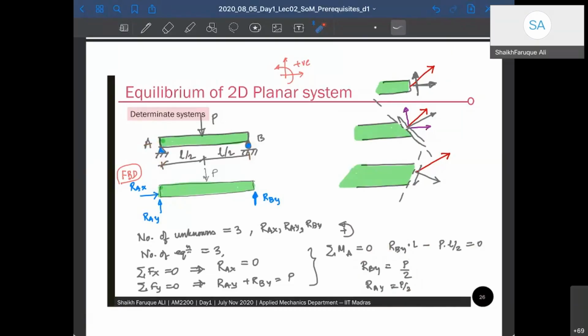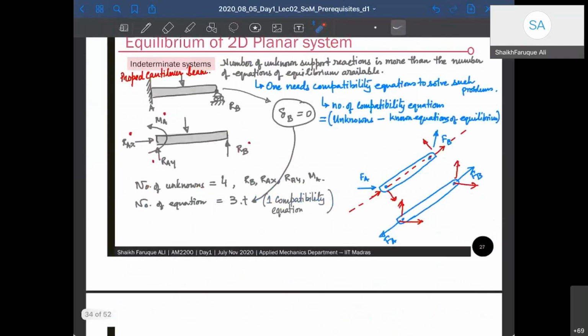So that's how you solve a 2D problem using equilibrium. And equilibrium equations are used to find forces. Please note this, I'm telling you time and again, equilibrium equations are used to solve for forces, external forces.